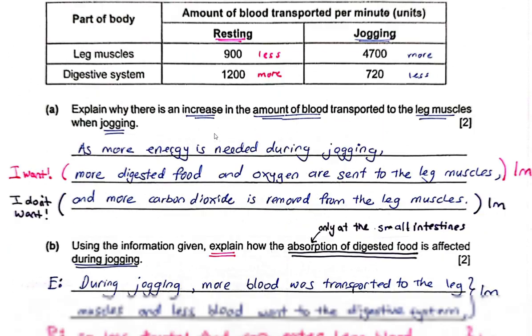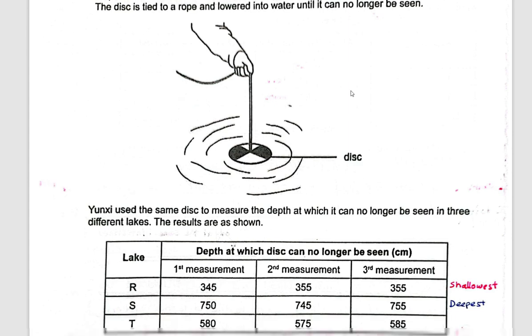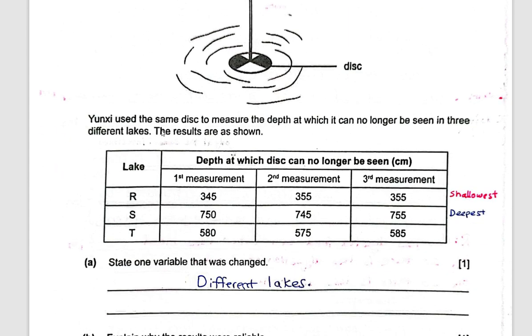The table shows, okay, this is a repeated one. A special dish can be used to find out how polluted water is. Polluted water has dirt in it, and dirt is opaque and will stop light from passing through. So if there's more dirt, it means there will be less light that can pass through. The dish is tied to a rope and lowered into water until it could no longer be seen. You can use the same dish to measure the depth at which it can no longer be seen in 3 different lakes. The results are shown here.